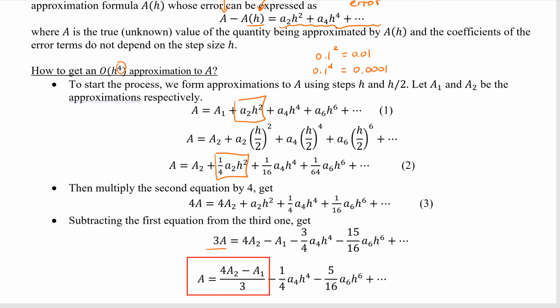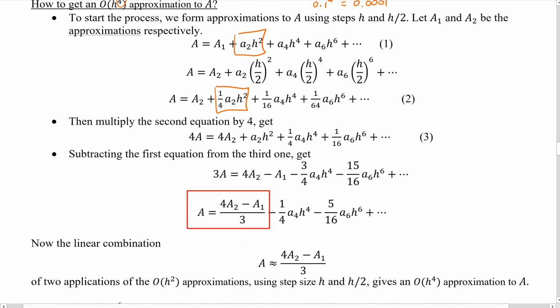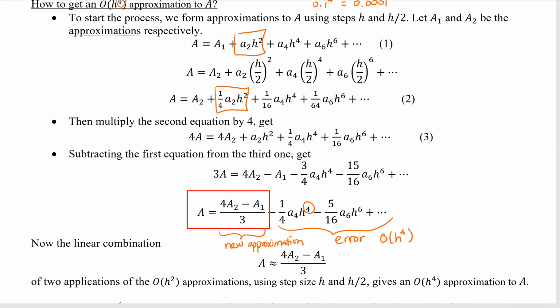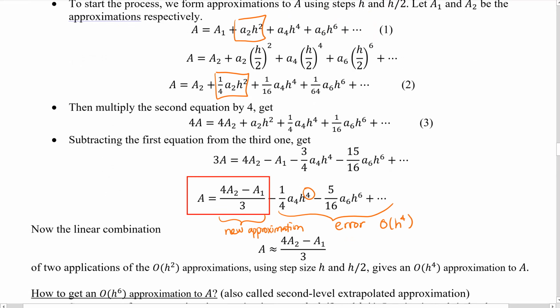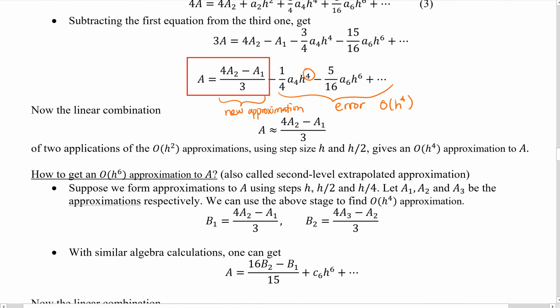Okay, now we can solve for A because we can divide both sides by 3. Then this is our new approximation. Now these are the errors. Now you can see the error is a fourth order error, right? This is degree 4. So given the formula of second order error, we can use step size h and h over 2, and then use this formula. It will give us a fourth order error approximation to A.